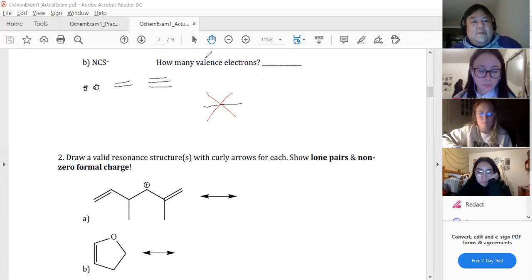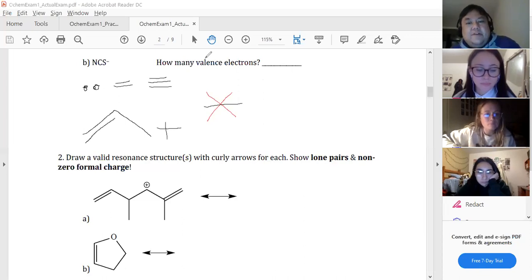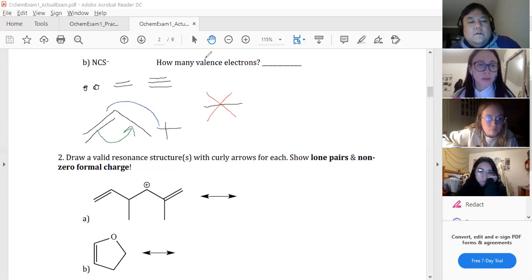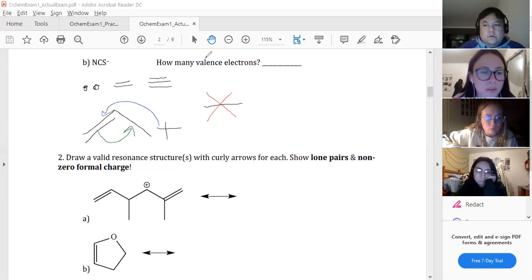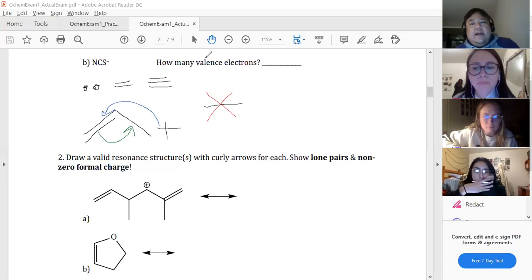I'm going to give you an example here, and this is just my general rule. I'm going to draw a green arrow, and I'm going to draw a blue arrow. Which one of these is correct? The green one? The green one.